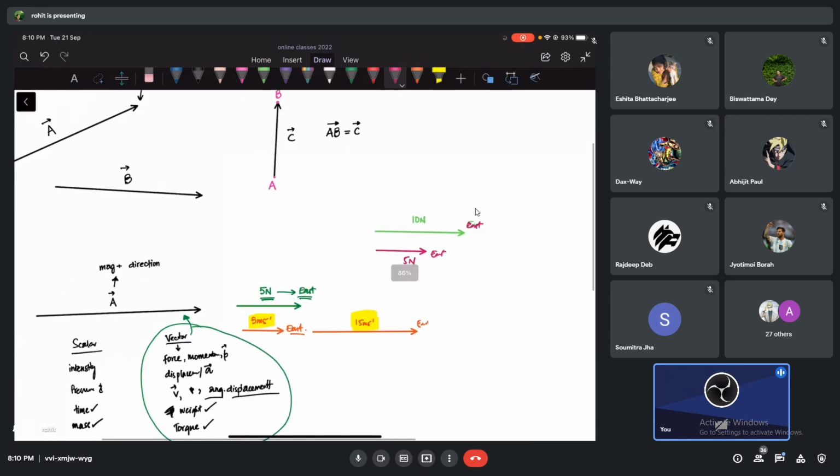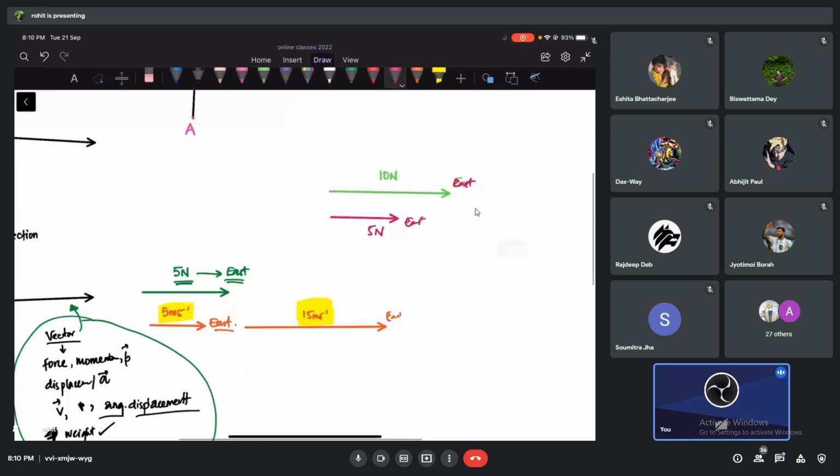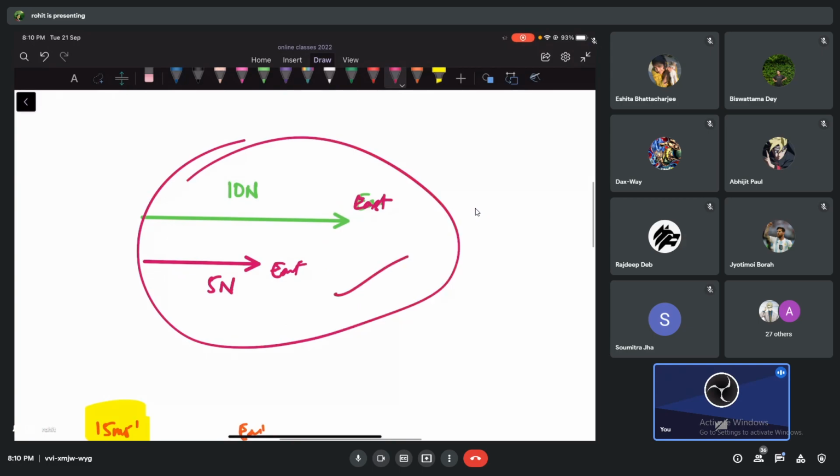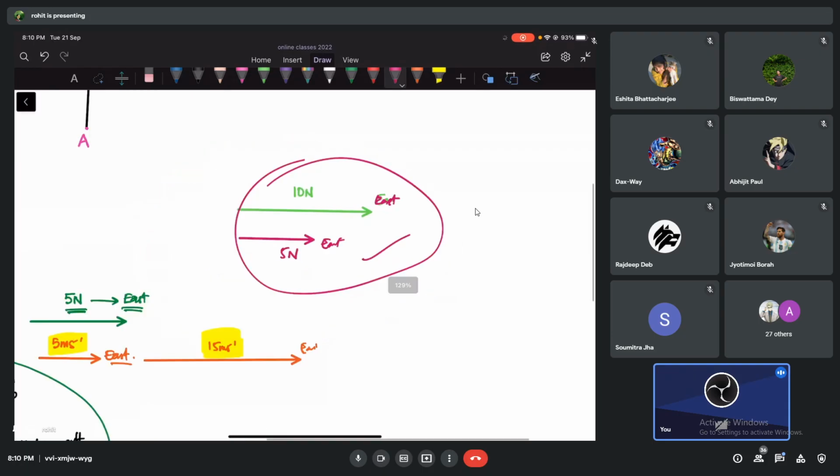Okay, so that's how vectors work. We can represent them by arrows and we can study them now. That is what we are actually dealing with. Okay guys, so in the process I told you how to write a vector.